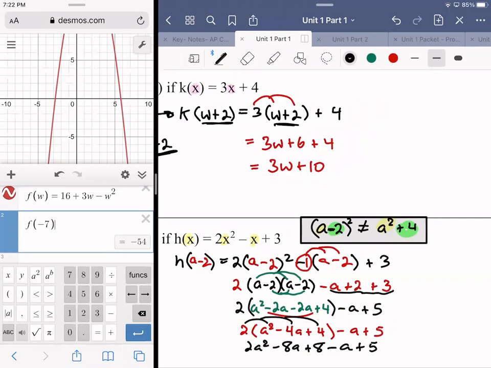Then I can combine some like terms and be done with it. I'll use my highlighter here. I got a -8a and a -1a. There's nothing like the 2a squared, so I'll leave that as is. 2a squared minus 9a. And then I have the 8 and the 5, which gives me 13, so positive 13. So all of these lines of expression are equivalent to this command telling us to evaluate h for a minus 2. But the simplest form would be 2a squared minus 9a plus 13.